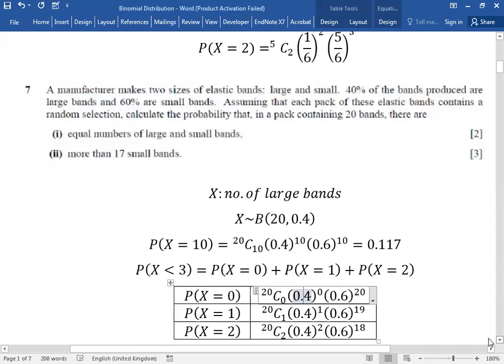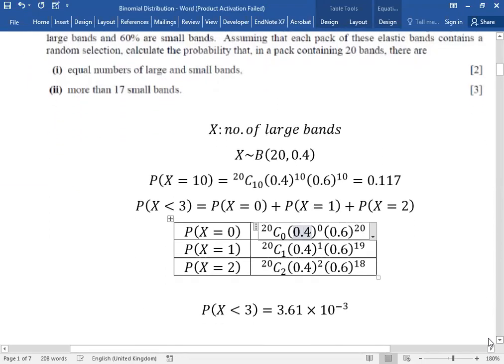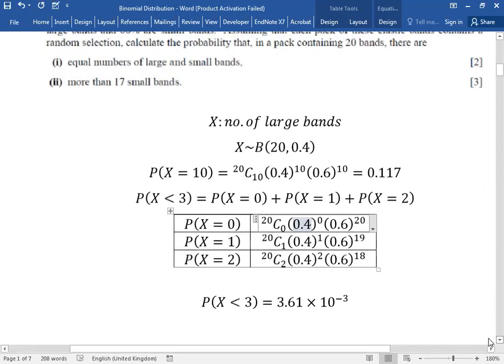Once you find their probabilities individually using a calculator, you can add all of them up. What do you get? 3.61 exponent minus 3, or 0.00361.